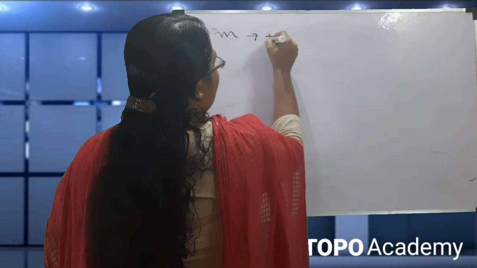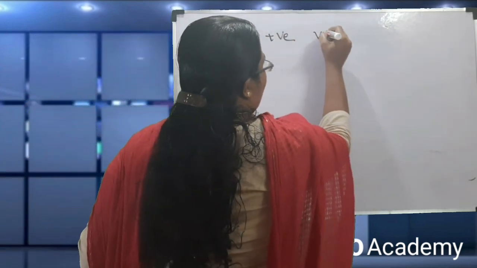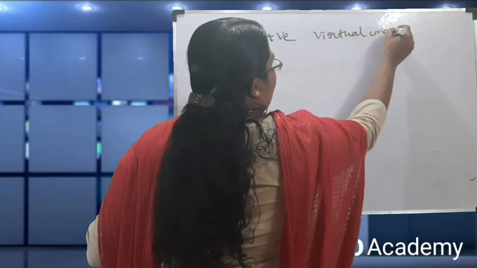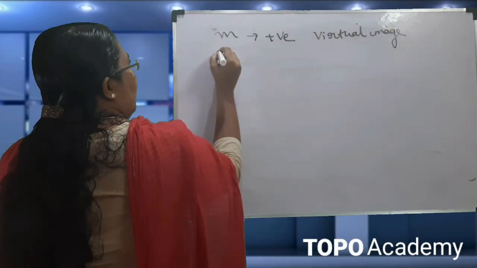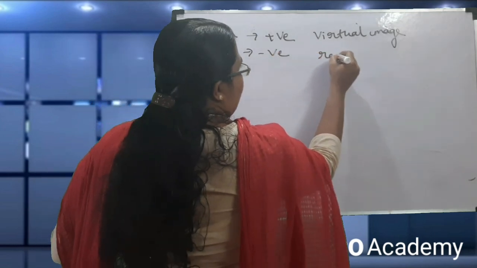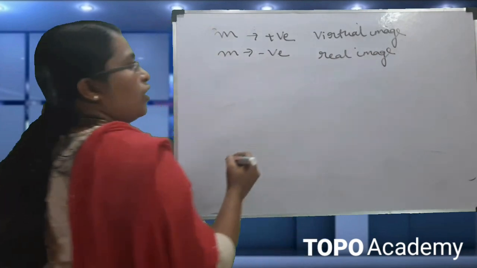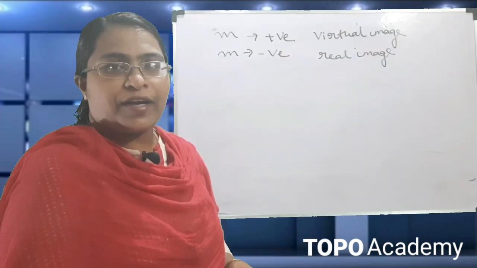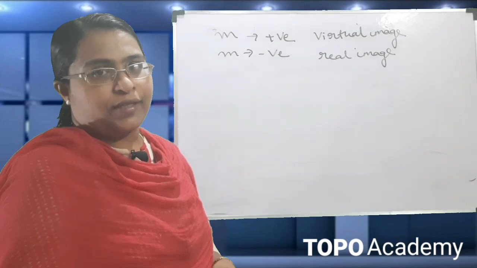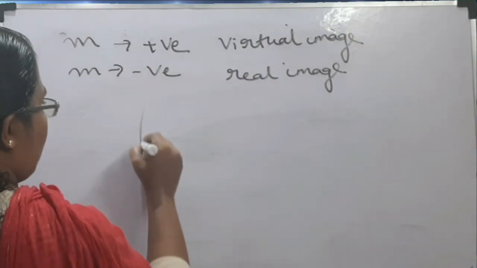Magnification is positive for virtual images, and magnification is negative for real images. Why is magnification positive for a virtual image and negative for a real image? We can see this. First we have to look at the case of a convex lens.